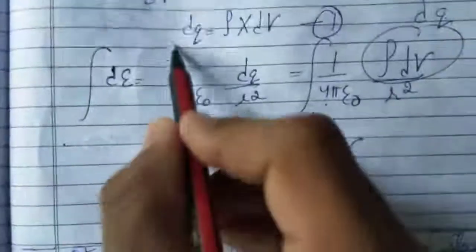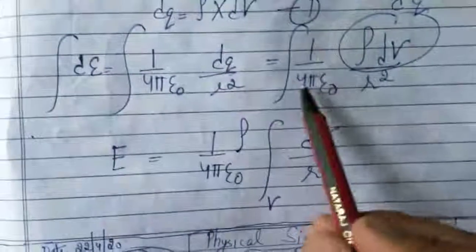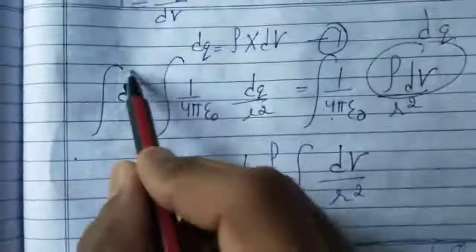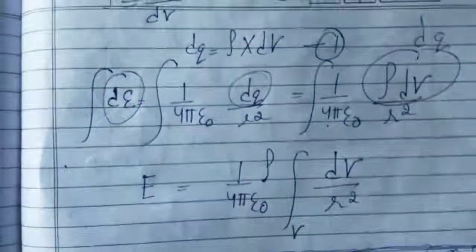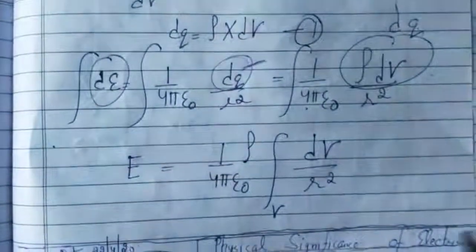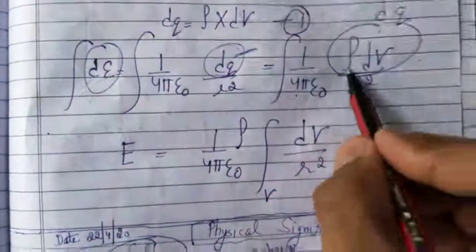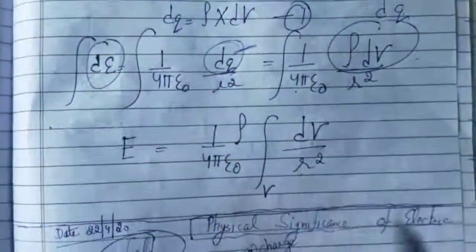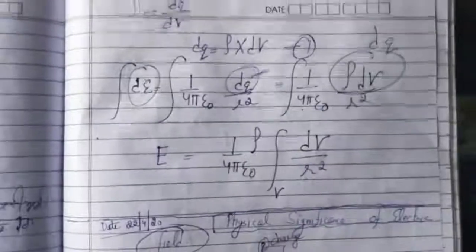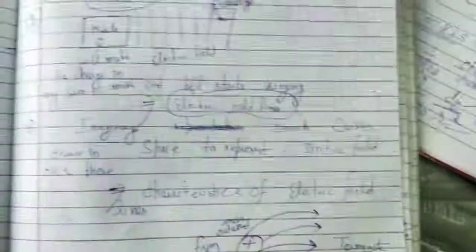So you will be having integration 1/4π. What is the value of dq? This is the small electric field due to small charge. And what is the value of small charge? ρ dV. In case of volumetric charge distribution, ρ is constant, it will come outside, dV upon r² will remain there only. So this is all for the different charge distributions that we are discussing.